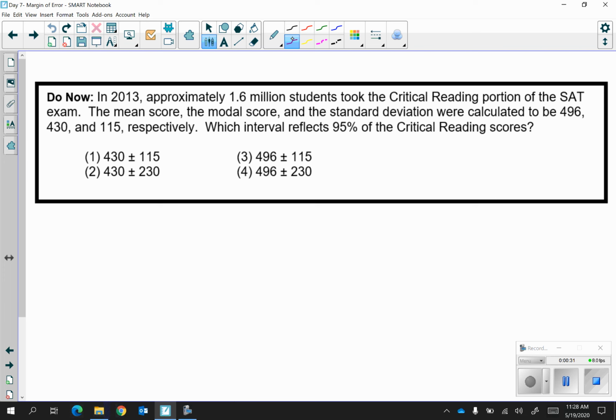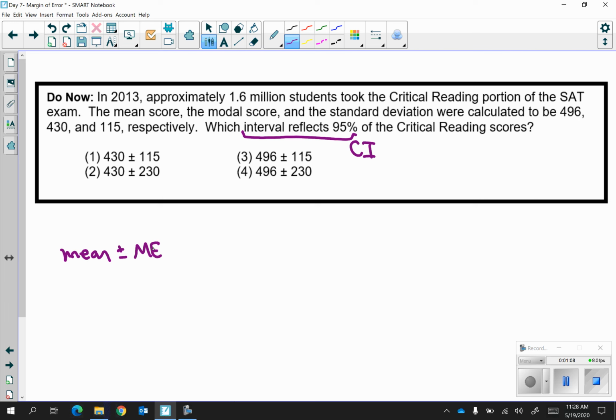So this question is asking for which interval reflects 95% of the critical reading scores. Now they're talking about an interval that has 95%. That tells me we're talking about the confidence interval. We know that to find the confidence interval from the last video, you're going to take your mean or sample proportion, but this particular problem is talking about the mean, and we are going to add and subtract your margin of error. Now, you might notice that this question doesn't talk about a margin of error at all.